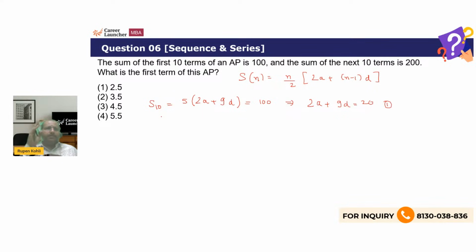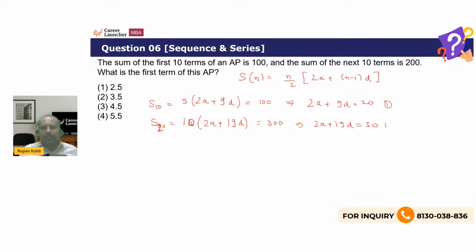Can I say that overall I can find the sum of 20 terms, right? First 10 terms, next 10 terms. Overall total 20 terms add up to 100 and 200, 300. So my S20, sorry, not S30, S20, is 20 by 2, 10 into 2a plus 19d. And this will be 300, 100 and 200. So I'm getting 2a plus 19d as 30.